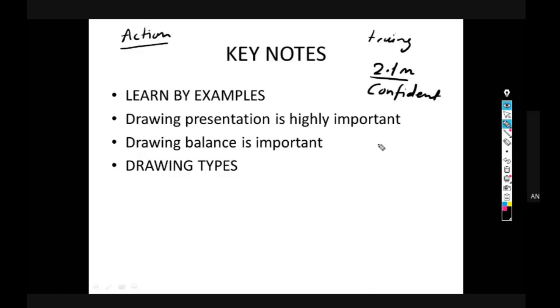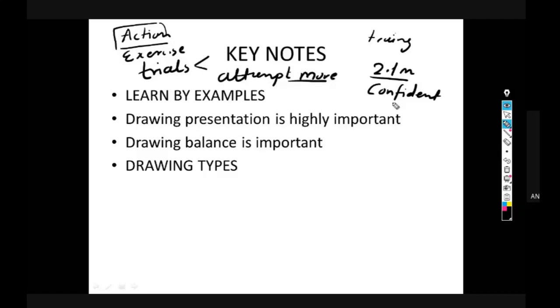So this way you can do actions, exercises, trials. Do most of the trials. Even though you are wrong, still do the trials, attempts. You should do more and more attempts. Then and only then can you become excellent and confident. So this is the meaning: learn by examples, real examples, I would say.